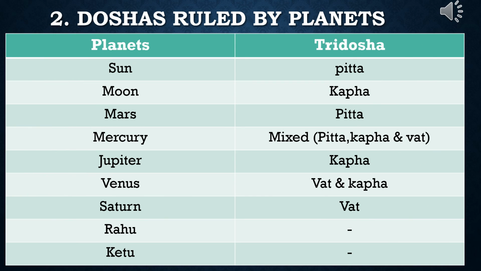Number 2. Dosa ruled by planets. Sun rules Pitta, Moon rules Kapha, Mars rules Pitta, Mercury rules mixed, that is Pitta, Kapha and Vata, Jupiter rules Kapha, Venus rules Vata and Kapha, Saturn rules Vata. Rahu and Ketu do not rule any dosa.